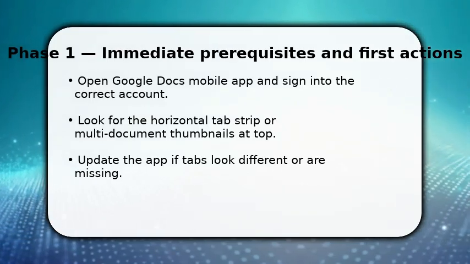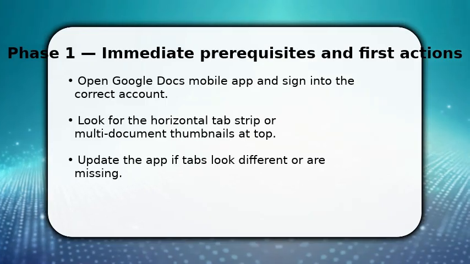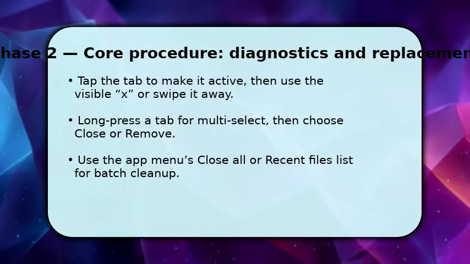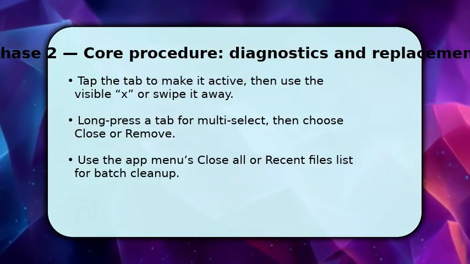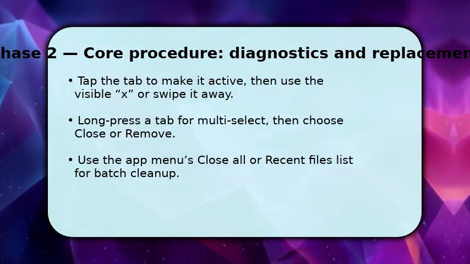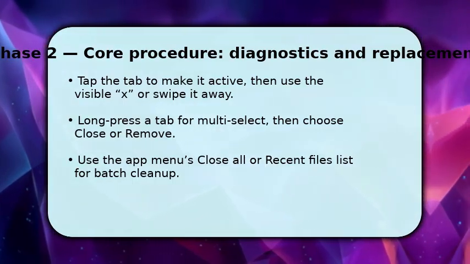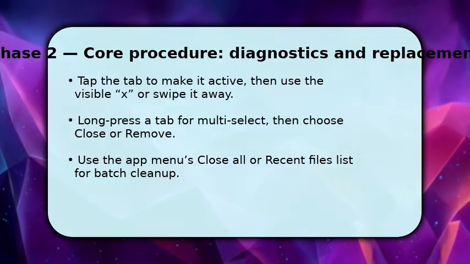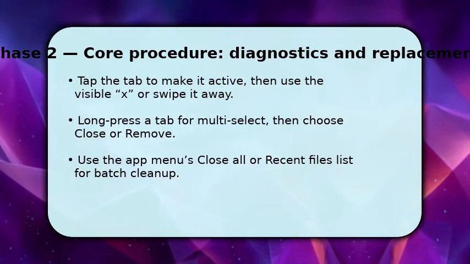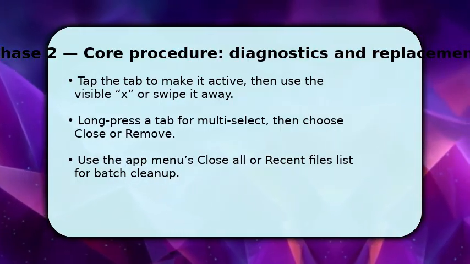Now, move on to closing the first visible tab so you can remove them one by one. Once you've identified the tab strip, tap a tab to focus it, and then tap the small X or swipe the thumbnail left or right to close it. That removes one doc from the strip. If you have several, long press a tab to enter multi-select mode, then tap others and choose close or remove from the contextual menu. This speeds things up.